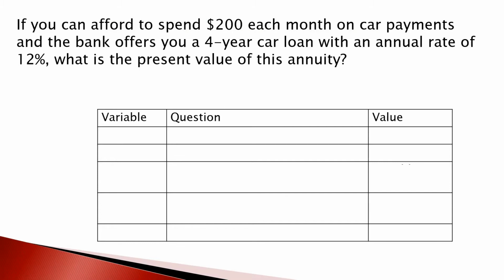So just assume that every month you have some extra money in your pocket, maybe let's say $200 each month. So you called your bank, and the bank offered you a loan to buy a new car, with an annual interest rate of 12%. So now the question is, okay, you're going to spend $200 each month for 4 years.